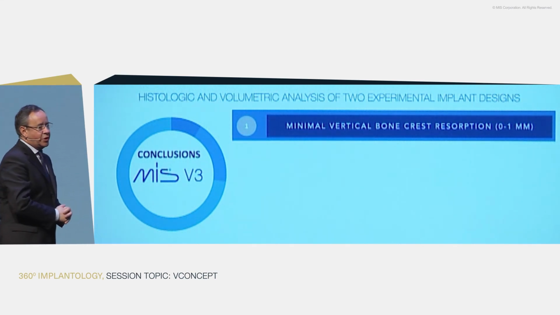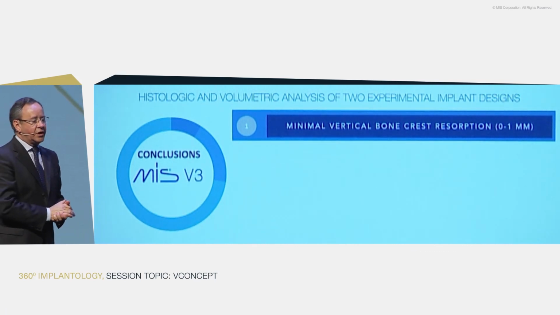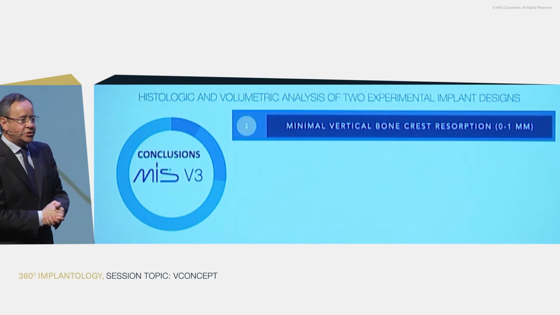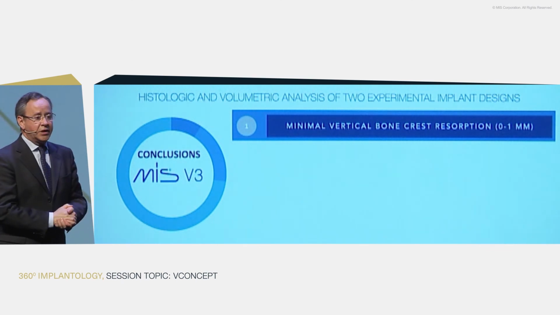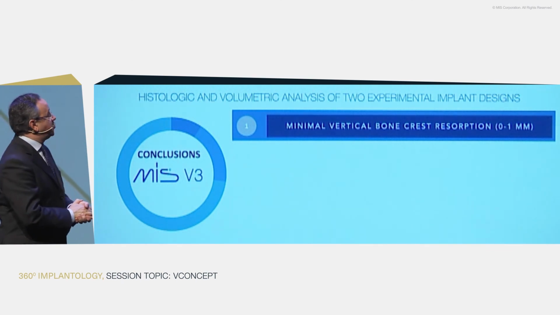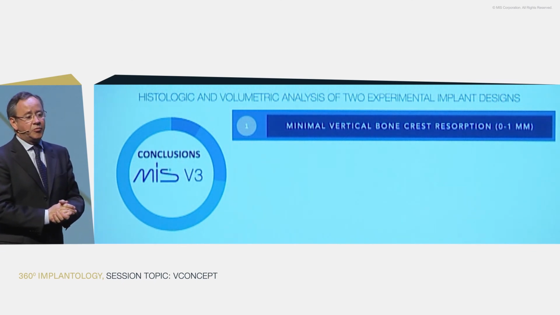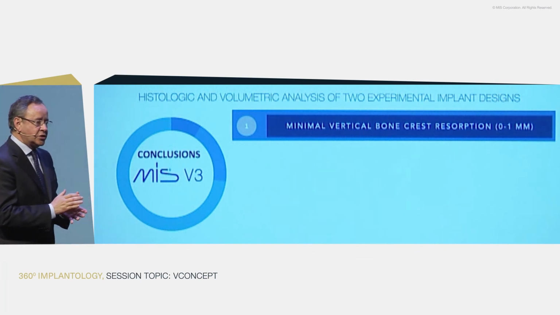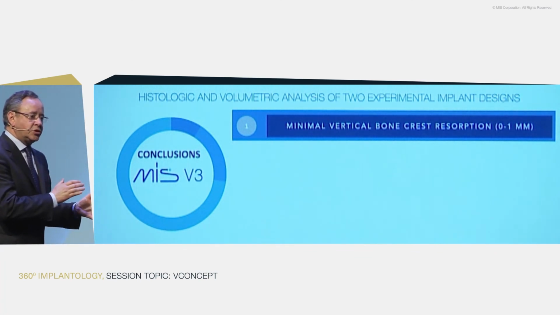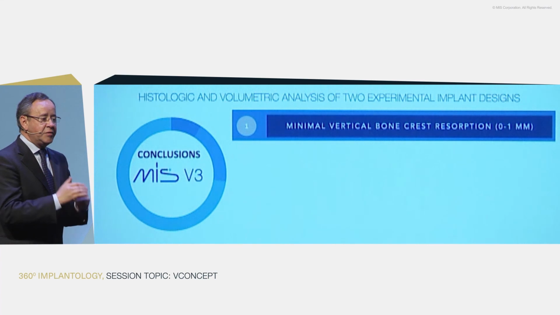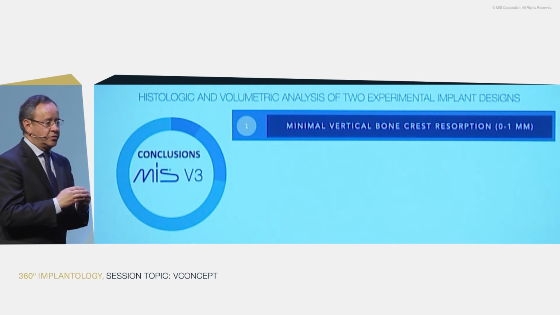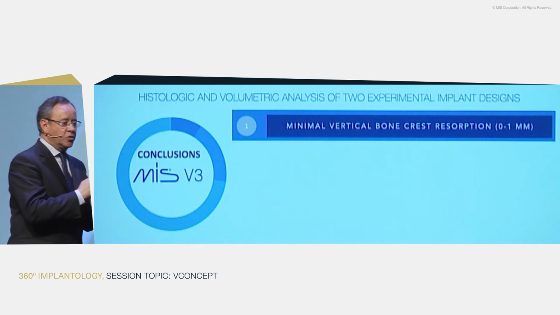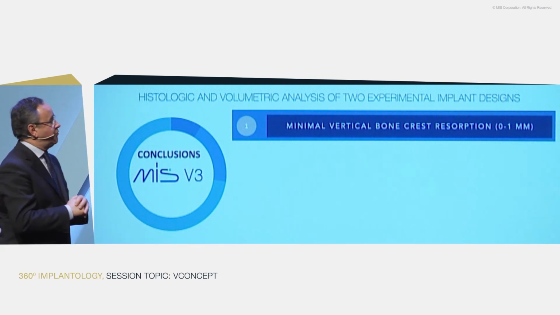So let's wrap it up. From the results of these investigations, we have seen that by using the V3 implant, we have a minimal vertical bone crest resorption. Of course, this also has to be considered in light of the implant to abutment connection not being ideal, in the sense that the abutment was wider than the implant itself.